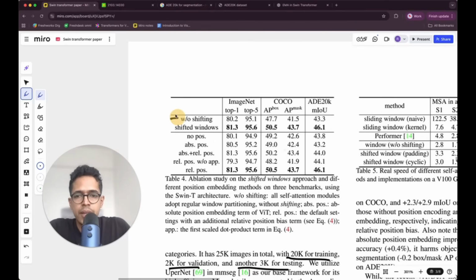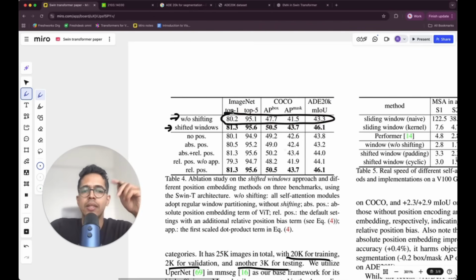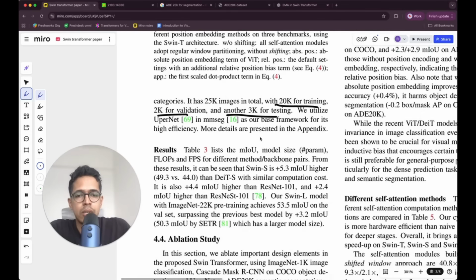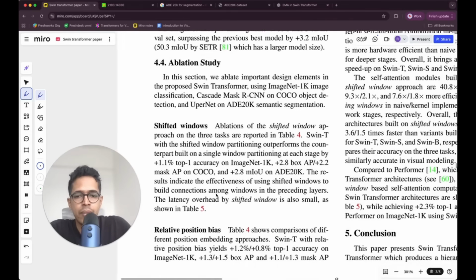So without shifting, this is with shifting. So without shifting consistently achieves lower accuracy. This is the regular window, but shifting means it can learn cross-window patterns, right? The attention, there is effectively cross-window attention when we shift the windows. So that is the reason why without shifting is worse. Then I'm sure this is about relative position bias, but let's read that section first.